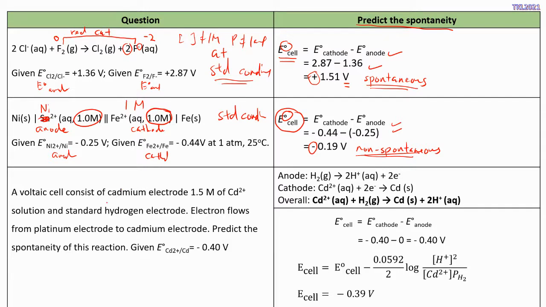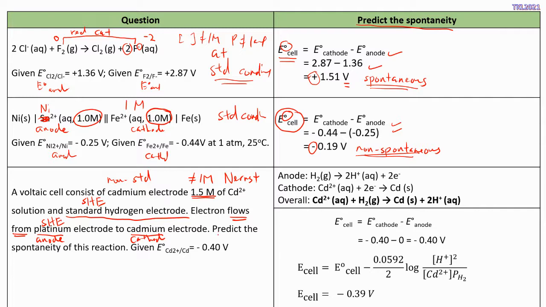Okay, now let's look at another question. A voltaic cell consists of cadmium electrode. Okay, 1.5 molar means it is no longer at standard condition. If it's not at standard condition, the hint means that we need to use the Nernst equation. Okay, another one, SHE. Then electron flows from platinum to cadmium. So that means our flow, the keyword is from, anode to cathode.